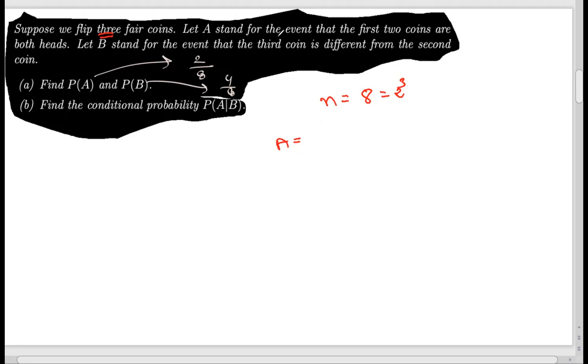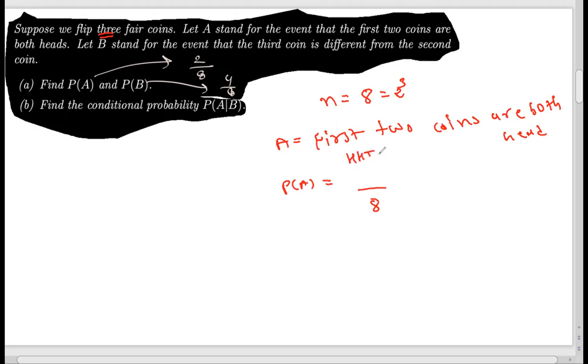So A is an event, and the event is that the first two coins are both heads. From the total 8 cases, how many cases have the first two coins both heads? HHT and HHH. These are the two possibilities here. So we can write 2 by 8, which is 1 by 4.